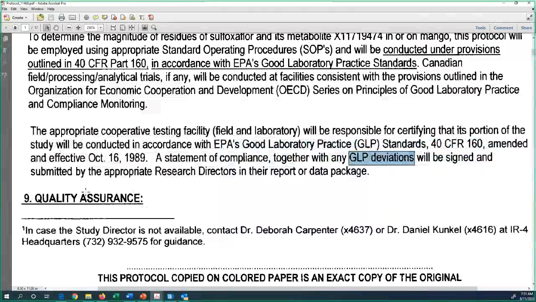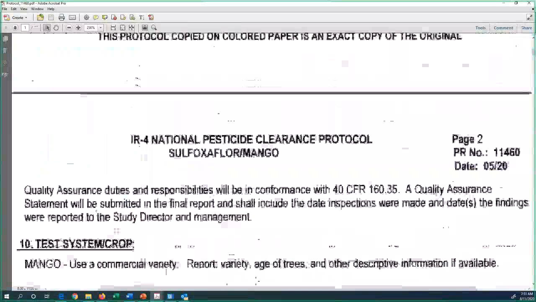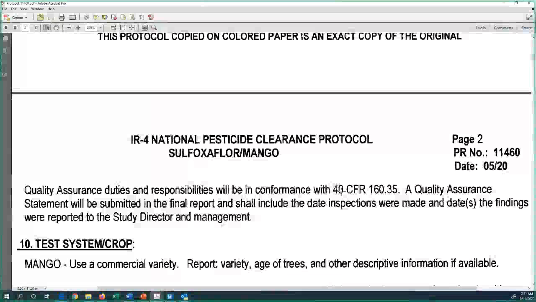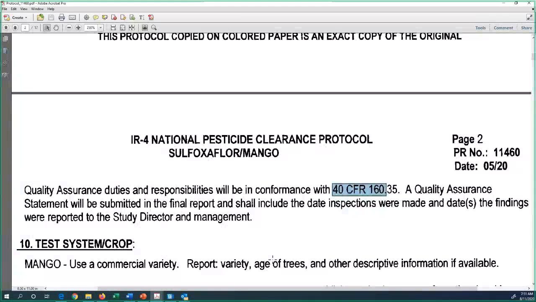Normally, because this is a protocol, we don't list the QA name there, but the QA must do the work. I don't think we have a QA name here. No, we don't. It's just saying this is GLP. It does not say the QA name because the study director or those people should not assign the QA job in the work, but the QA should put the statement there.